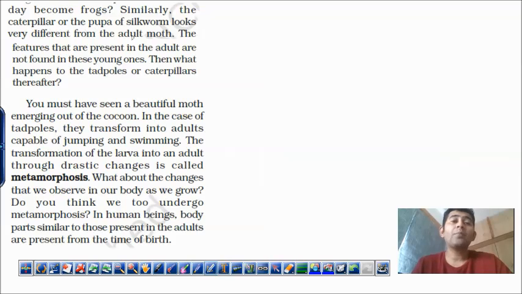Similarly, the caterpillar or pupa of silkworm looks very different from adult moth. The features that are present in adult are not found in young ones. Then what happens to the tadpoles and caterpillars thereafter? They change. Caterpillar अब है ही नहीं और tadpole भी temporary होता है. It just goes away and becomes an adult. This process of changing your body is called metamorphosis.